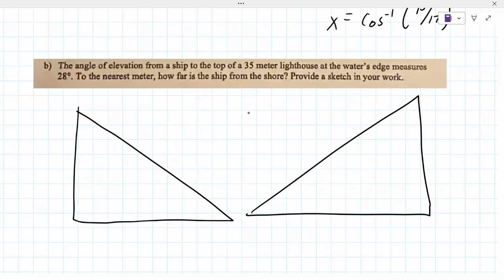It doesn't matter which one you pick. It's just whichever one you feel like. I'll do the one on the right side.